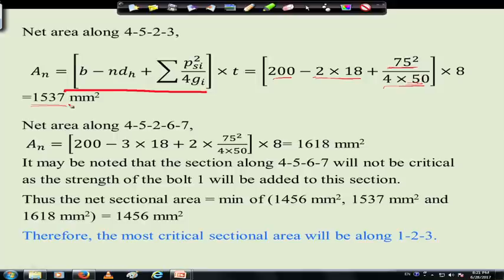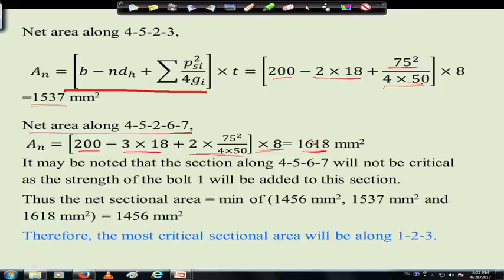Then again, if we come to the net area calculation along 4, 5, 2, 6, 7, we can see that the net area will become 200 minus 3 into 18, because 3 bolts are coming into picture, and 2 staggered pitches are coming into picture. So, minus 3 into 18 plus 2 into 75² by 4 into 50, into 8 thickness. So, this is coming to 1618 mm².